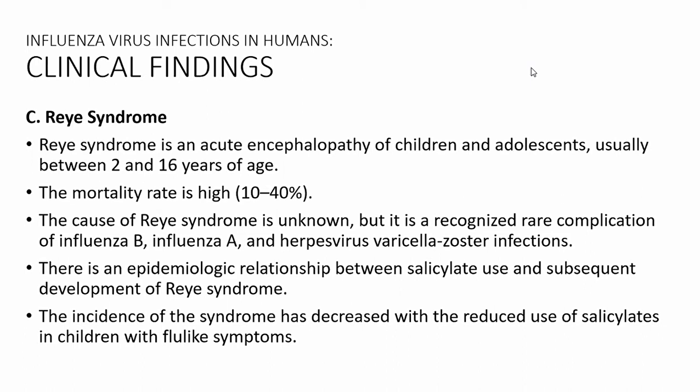Reye syndrome is an acute encephalopathy of children and adolescents, usually between 2 and 16 years of age. Mortality rate is high, and the cause of this syndrome is unknown, but it is a recognized rare complication caused by influenza B, A, and herpes virus varicella zoster infection. There is an epidemiologic relationship between the use of aspirin, salicylate, and subsequent development of Reye syndrome. And the incidence of the syndrome has decreased with the reduced use of salicylates in children with flu-like symptoms.